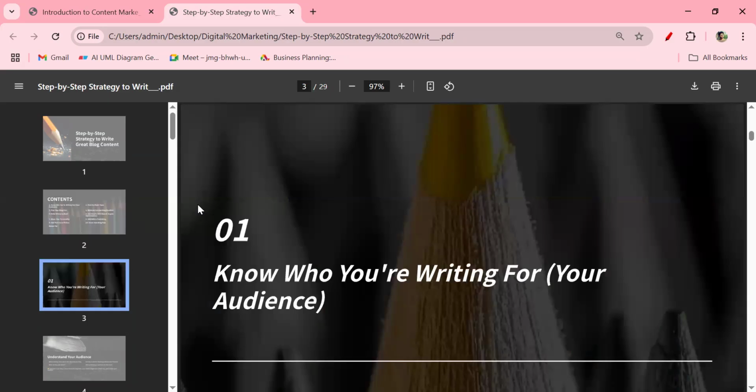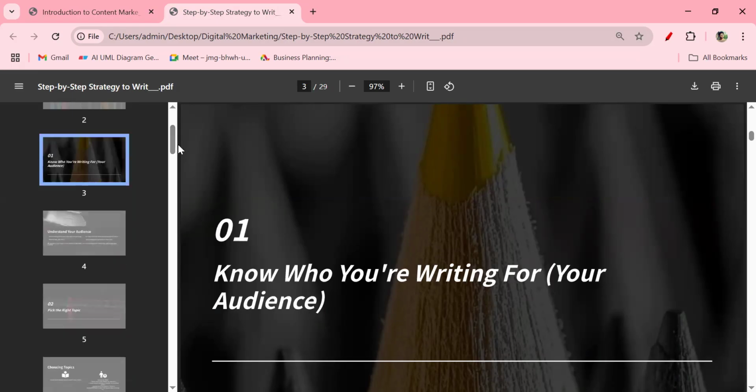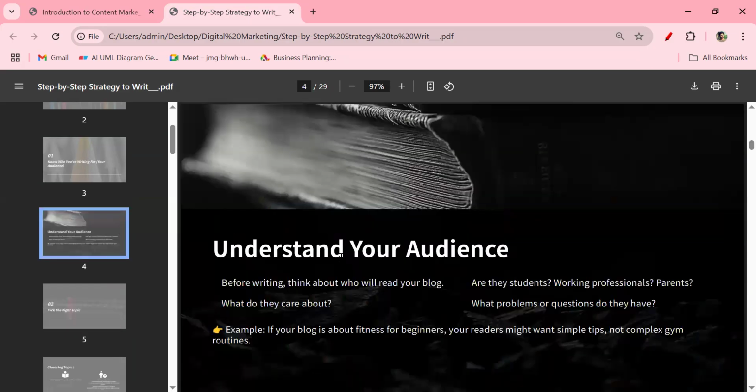Know who you are writing for. Here it also says that first you should know who your audience is. Understand your audience before writing. Think about who will read your blog. Are they students, working professionals, or parents? What do they care about? What problem or question do they have? So what kind of question or problem they might have.